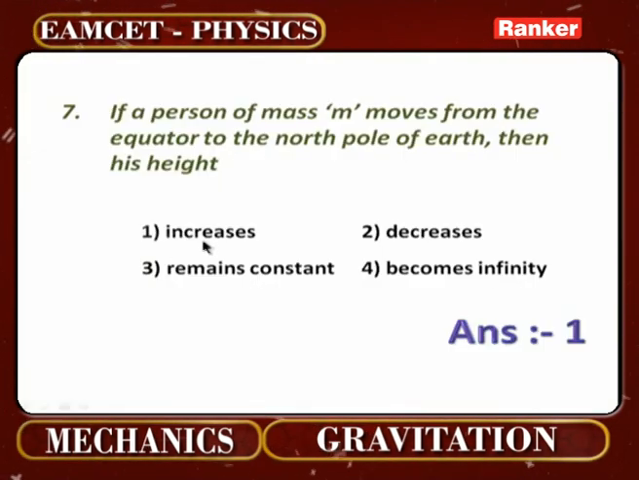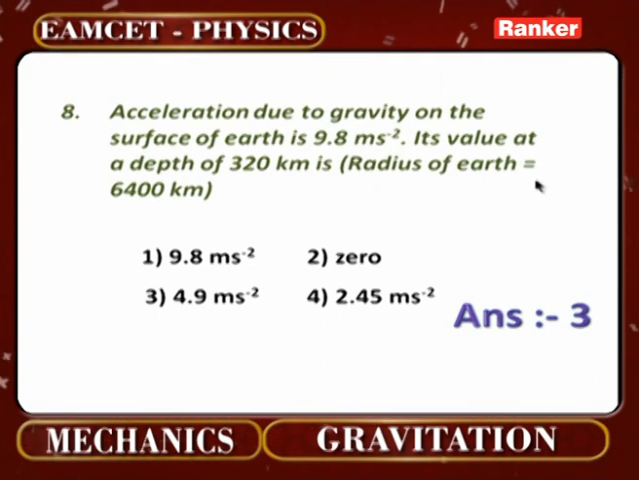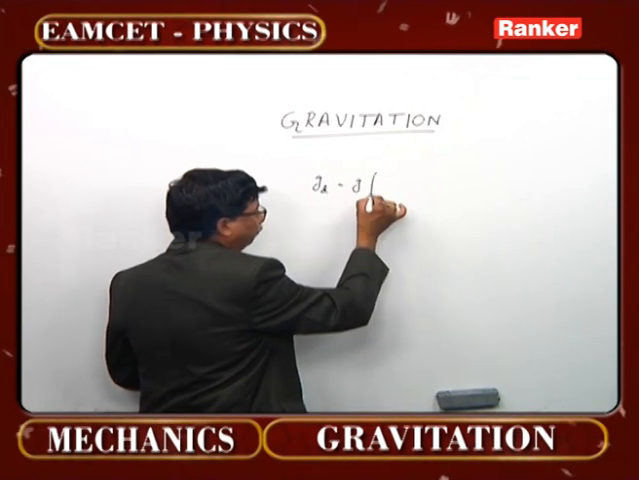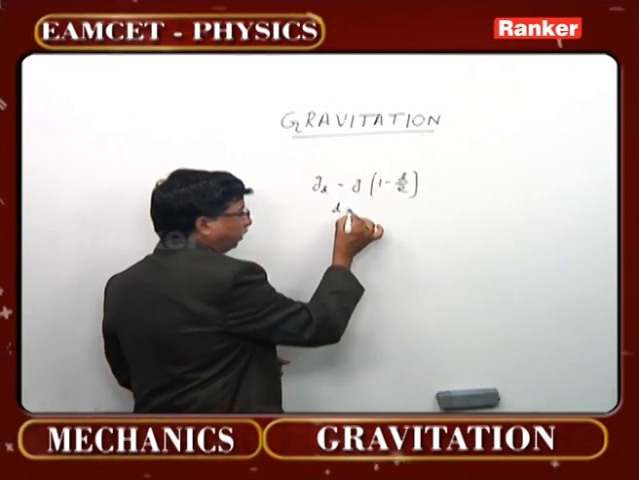Now look at the next question, that is the 8th question. Acceleration due to gravity on the surface of earth is 9.8 meter per second square. Its value at a depth of 3200 kilometer (one more 0 is missing there), the radius of earth being 6400 kilometer. That means we are going to half the radius in depth. What is the effect of depth on acceleration due to gravity? Gd is equal to g into (1 minus d by r). That is the formula, but please substitute the values.